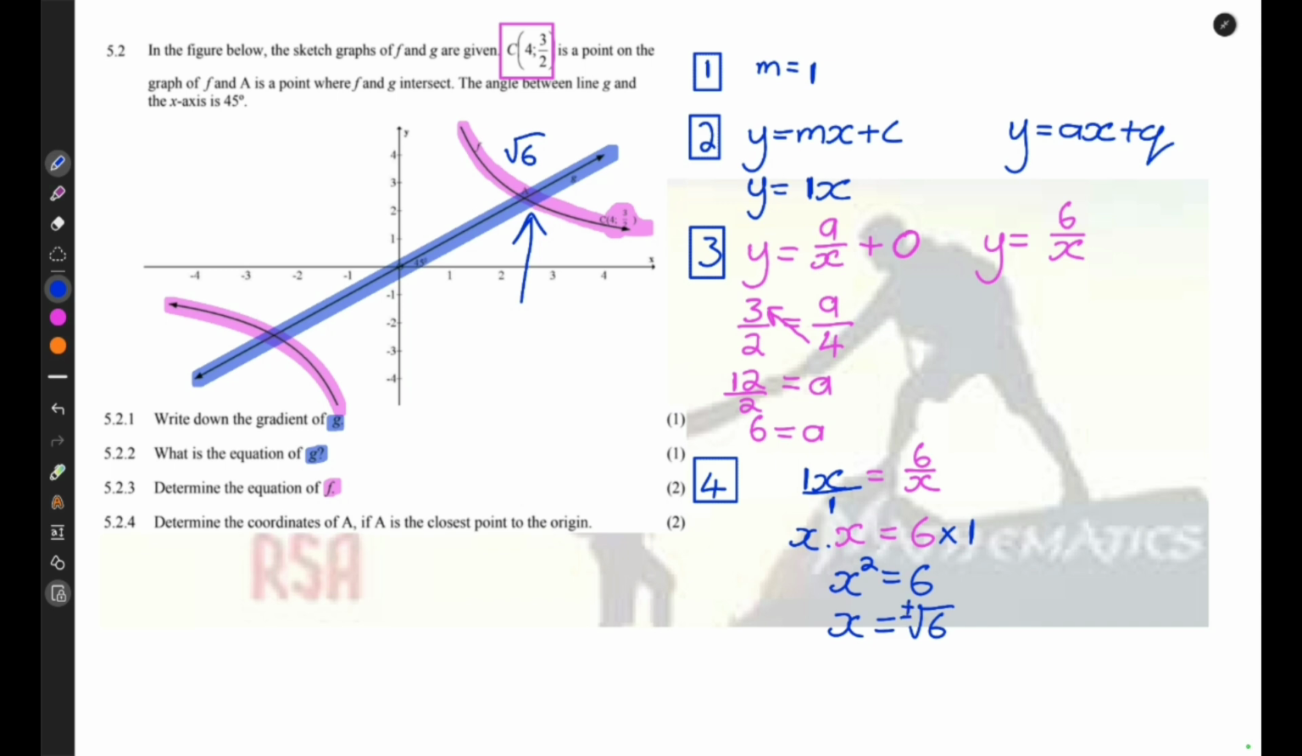Okay, so guys, I'm choosing the positive one because it is a. So I'm saying that is my answer. Therefore, x is plus and minus root 6. But I am choosing x, which is a positive root 6.